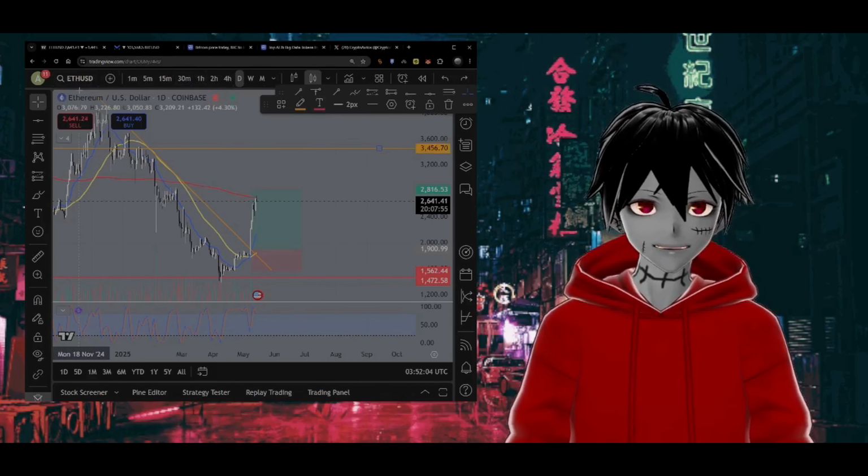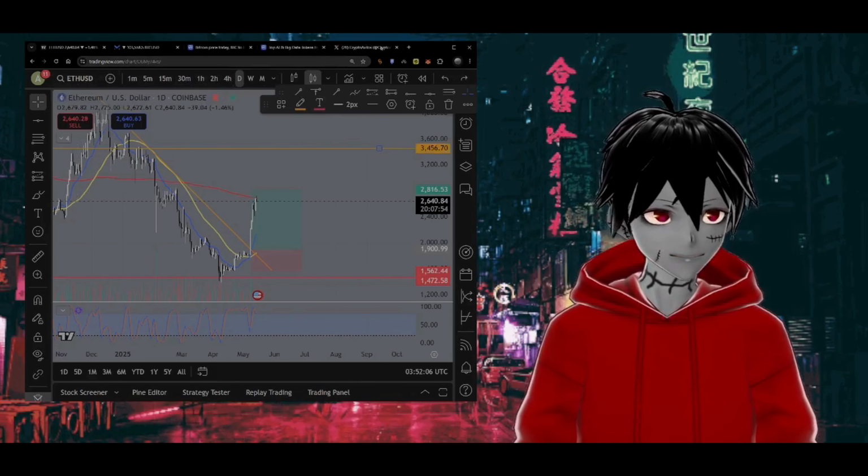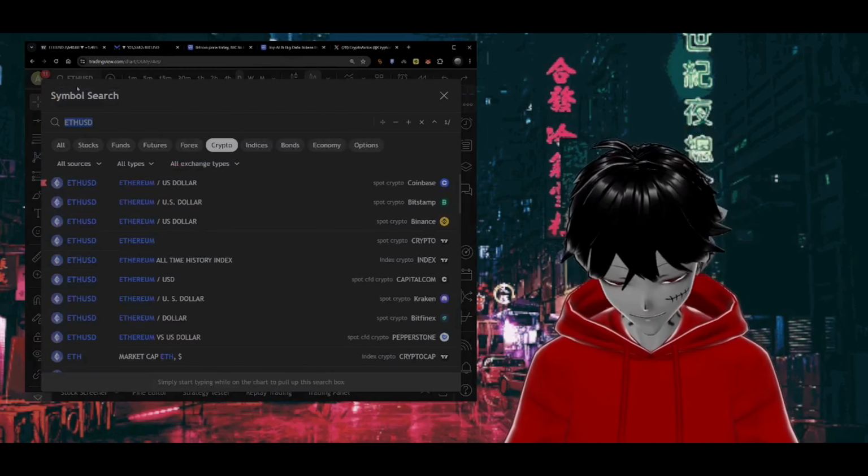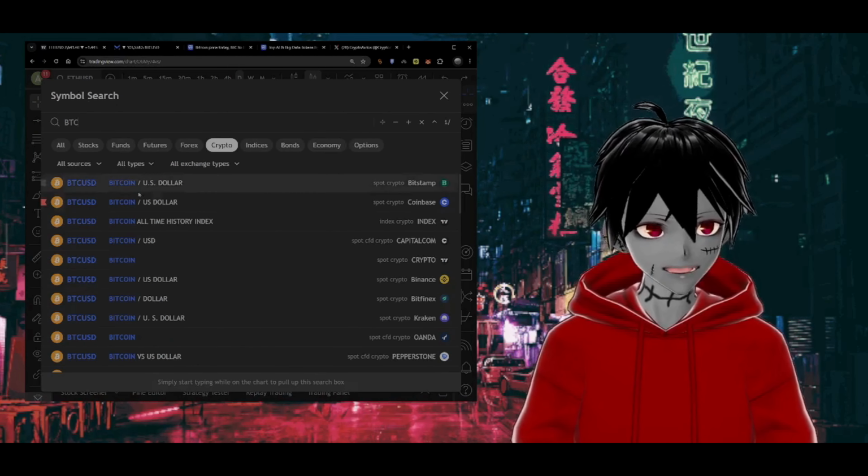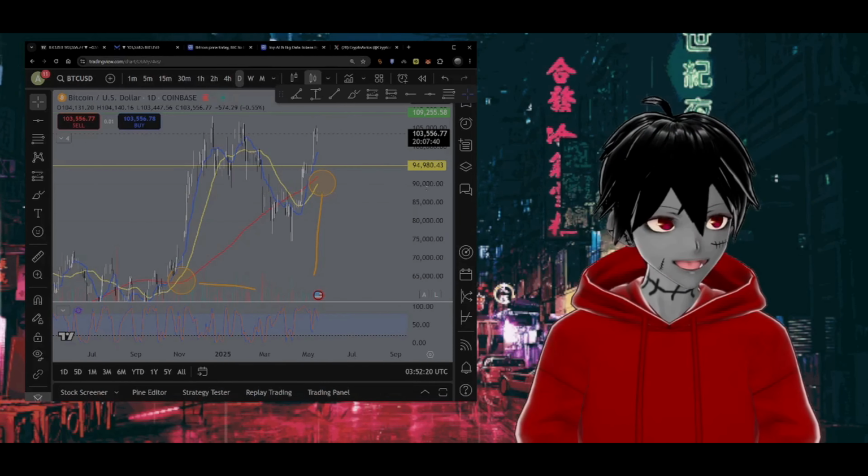Anyway, let's cover Bitcoin while we're here. Why not? Let's do it. Because everybody wants to see what Bitcoin is doing, and Bitcoin's in the market. Overall, this is the Bitcoin chart.